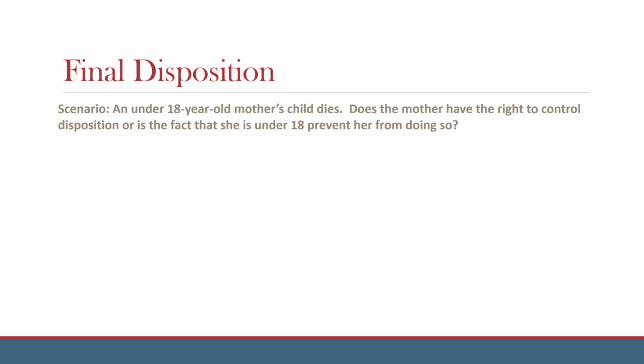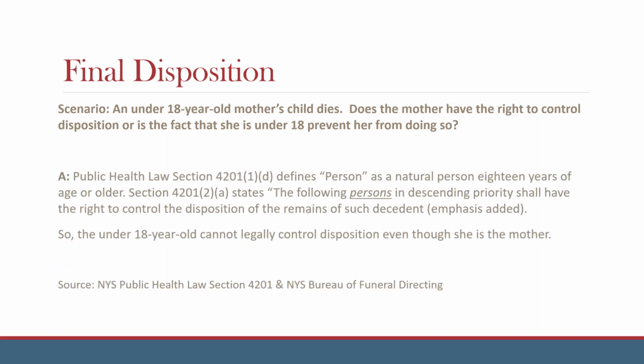Okay, a little scenario for you. An under 18-year-old mother's child dies. Does the mother have the right to control disposition, or is the fact that she's under 18 preventing her from doing so? Again, we have to go to the law. There are not a lot of definitions in the public health law related to 4201, but they do define the term person, and it is defined as a natural person 18 years of age or older.